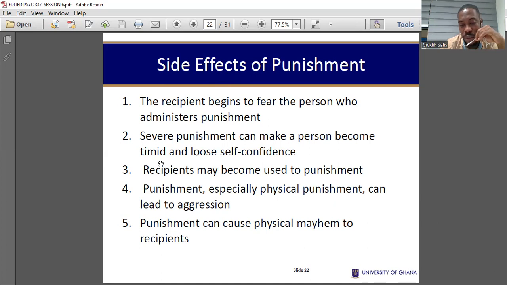So if you're a parent, the person may fear to come and even tell you certain things. Okay, severe punishment can make a person become timid and lose self-confidence. Recipients may become used to punishment. Okay, and they will develop sensory adaptation or habituation. It will not do them anything. So punishment, especially physical punishment, can lead to aggression, to make the person very aggressive. These are all side effects of punishment. Punishment can cause physical harm to recipients.